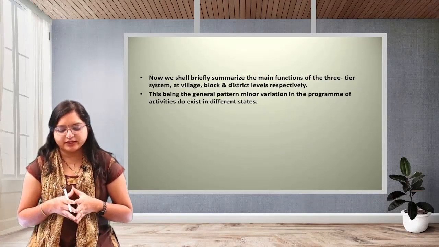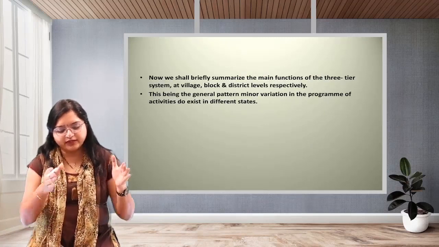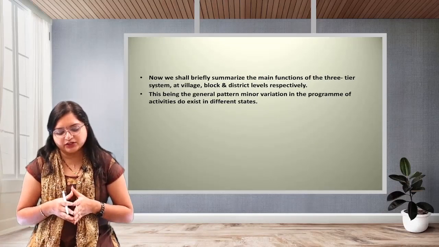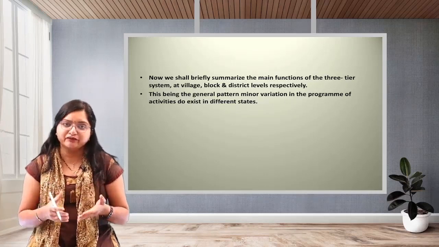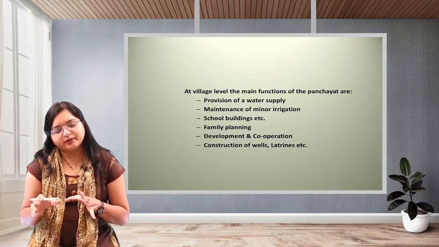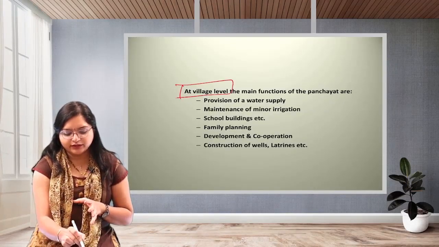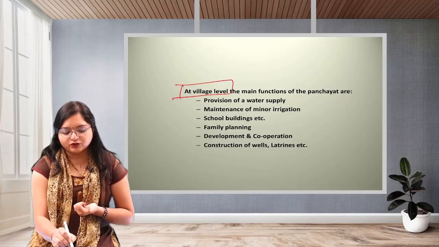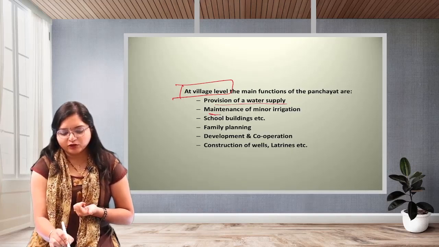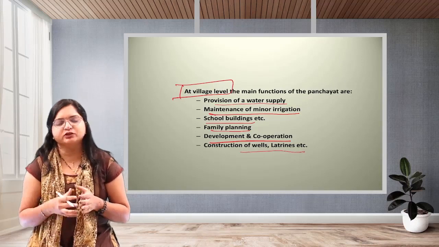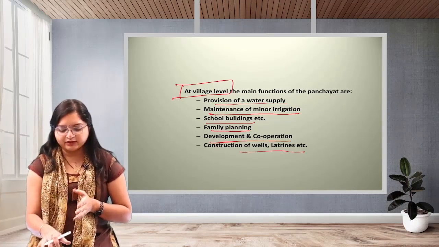Now we shall briefly summarize the main functions of the 3-tier system, that is at village level, block level and district level respectively. These being the general pattern, minor variations in the program of activities do exist in different states. So at the village level, the main functions of the Panchayat are: provision of water supply, maintenance of minor irrigation, school buildings, family planning, development and cooperation, and construction of wells and latrines for the village population. This is at the village level.